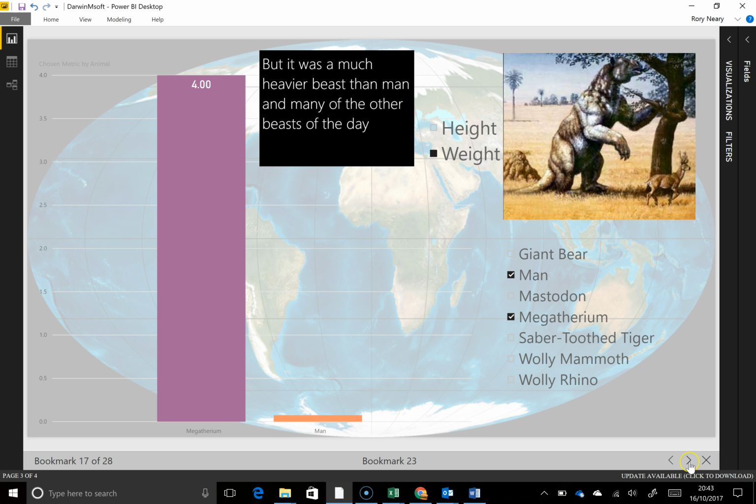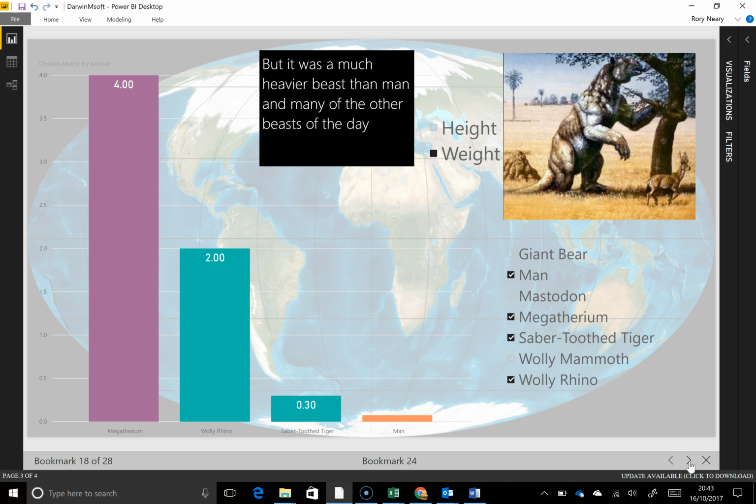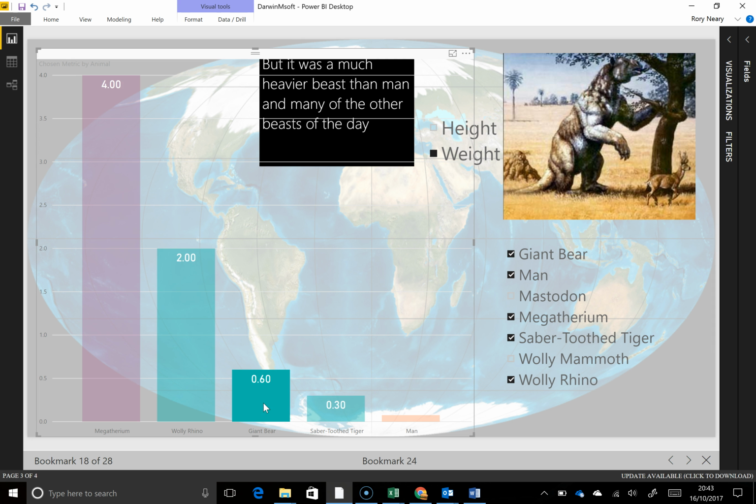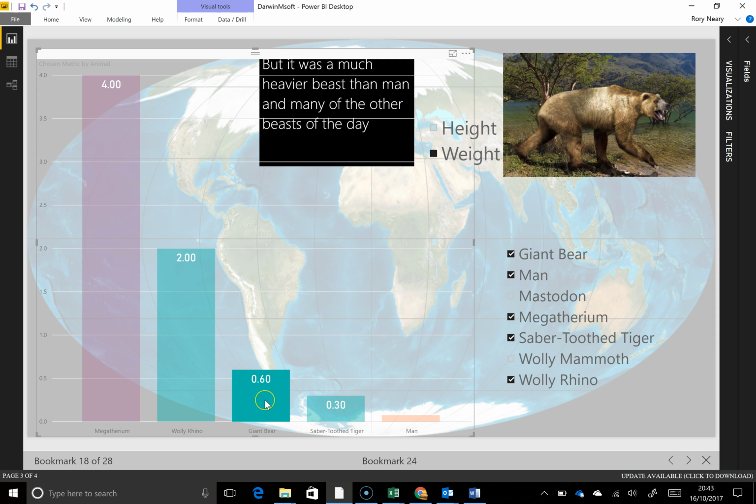And I go on to compare how the megatherium compared to other animals of its day. Now, actually, I did happen to forget to click on the giant bear, but you can bring the giant bear in. And I think if I click on here, you can see that you can start to interact with the graphics whilst you run through the story, which I think is quite neat.